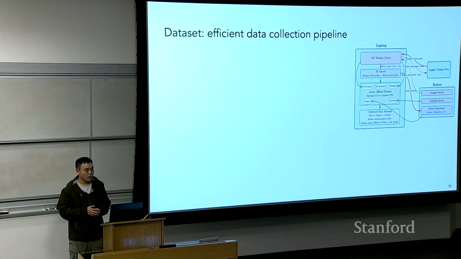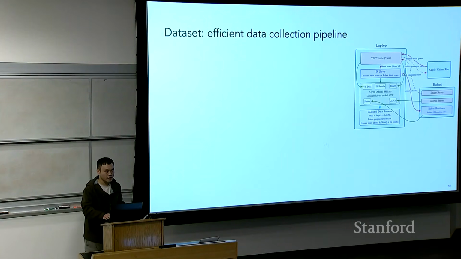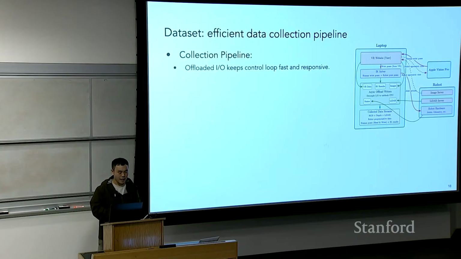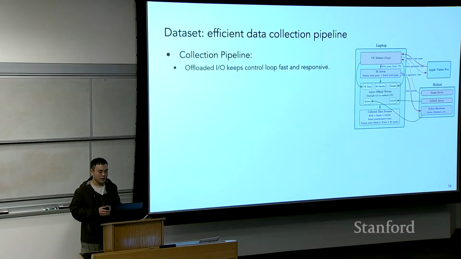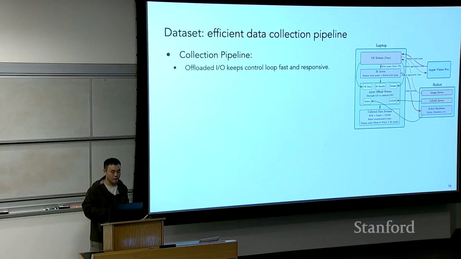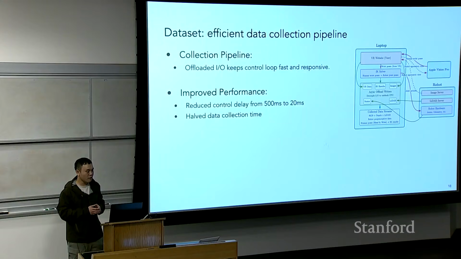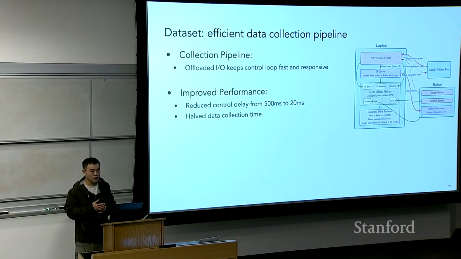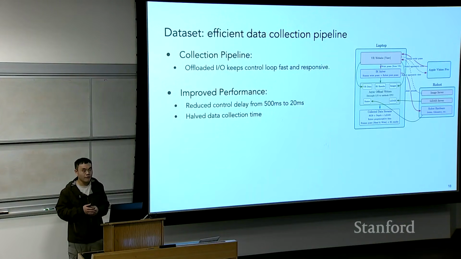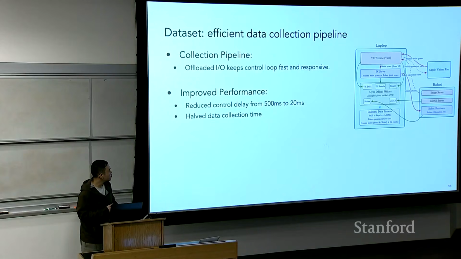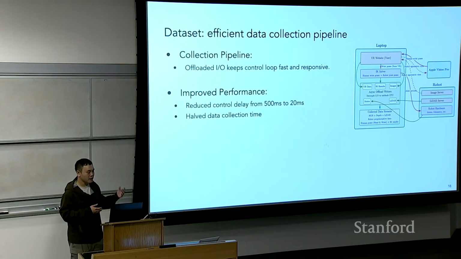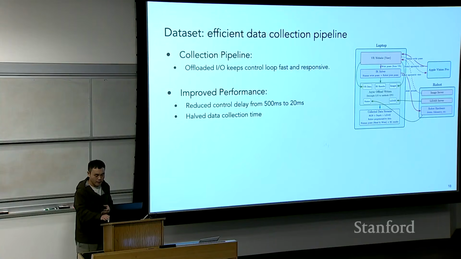Of course, to enable this efficient data collection, we developed a dedicated pipeline. In this pipeline, we offload I/O to make sure the control loop is fast and responsive enough. As a result, we see greatly improved performance for teleoperation. We reduce the control delay from 500 milliseconds to 20 milliseconds. This basically halves the data collection, or teleoperation, time.